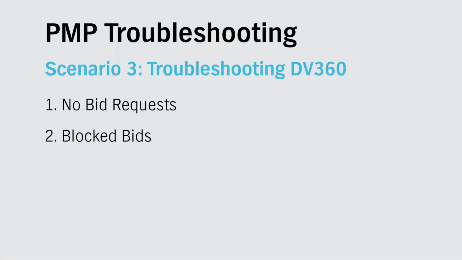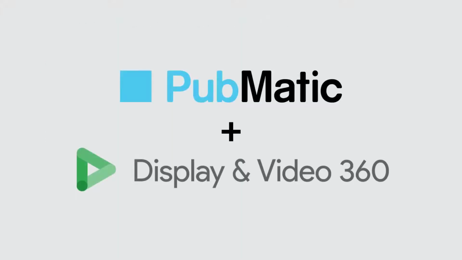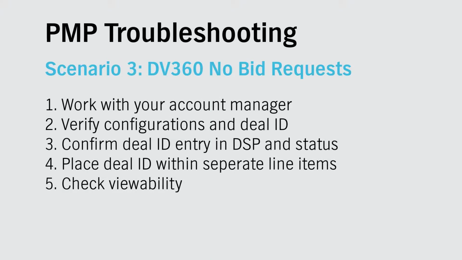In our final scenario, we're going to look at two troubleshooting scenarios you might encounter when setting up PMP deals with DV360 for the first time. PubMatic PMP integrates with the DV360 platform. However, there may be a few situations where you may have to troubleshoot your PMP deals. In the event you notice that there are no bid requests being sent on a specific deal, then you should reach out to your PubMatic account manager so we can investigate the matter for you.